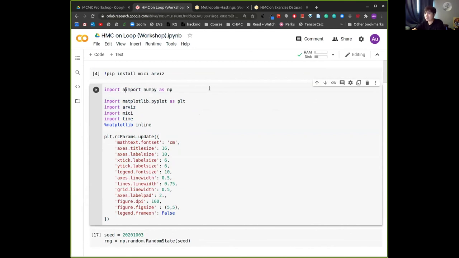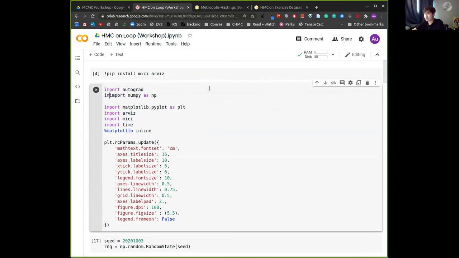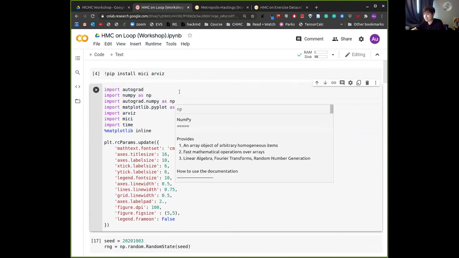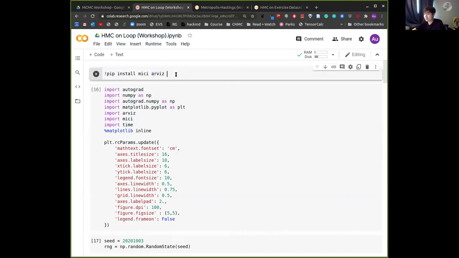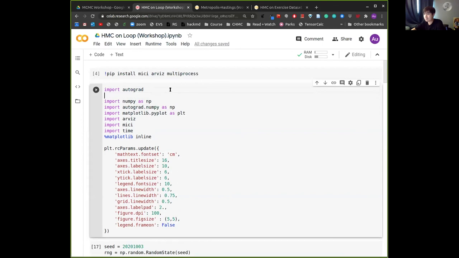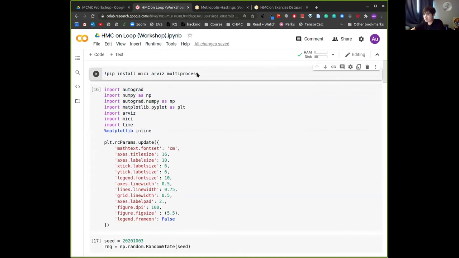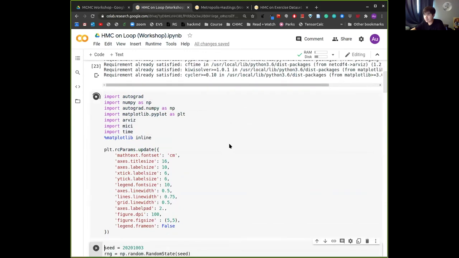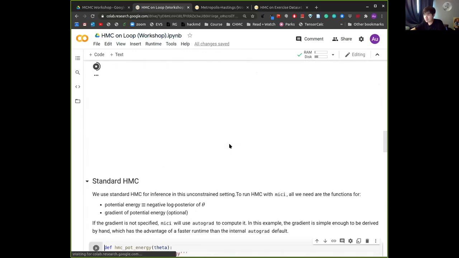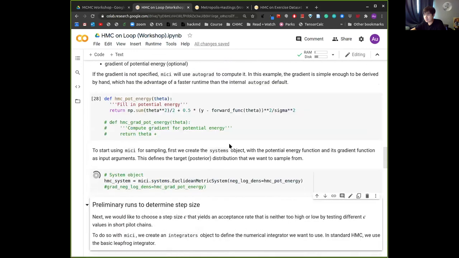I forgot to import autograd because I didn't write my gradient, so I need autograd to do it for me. Import autograd.numpy. For those who don't know what autograd is, it is a package that does these nice things for you. And I guess I need copy process. Okay, so I install a few things. Hopefully this works now.